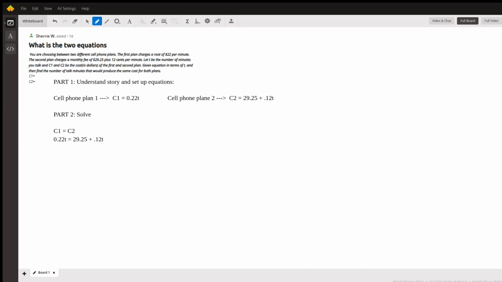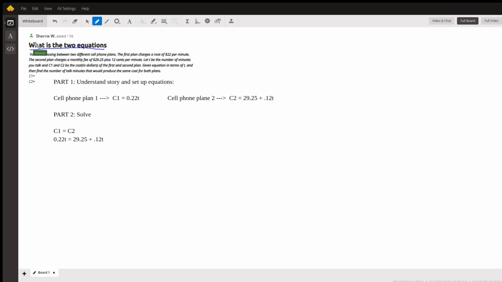Today we have one from Sherry, and we are looking at a word problem here, which I know sometimes can be scary, but I'll break it down for you, talk about each part, how to set it up, understand it, so that going forward you feel empowered to approach these word problems with confidence. All right, let's read through this word problem. The main question is what are the two equations? Well, let's first understand what's going on in this question and then answer that.